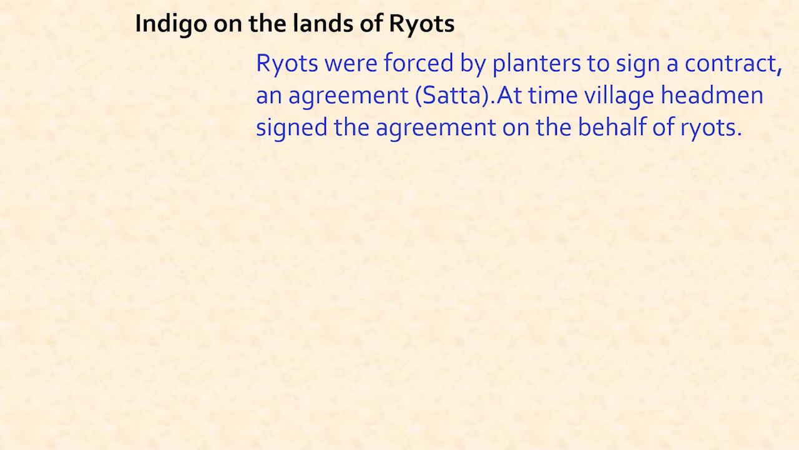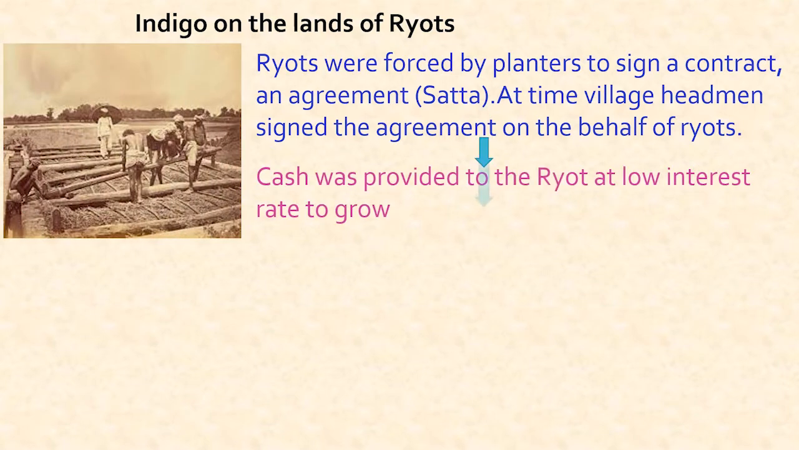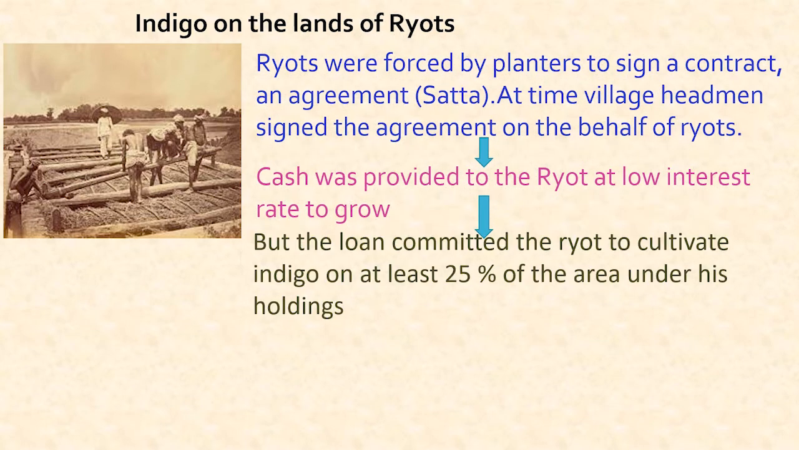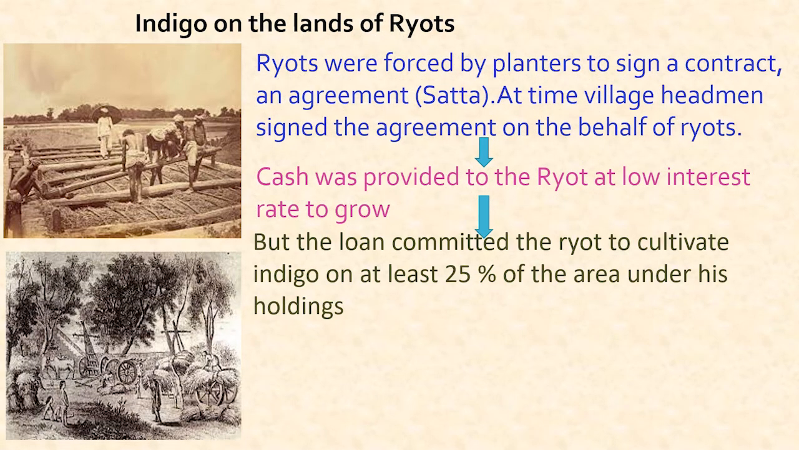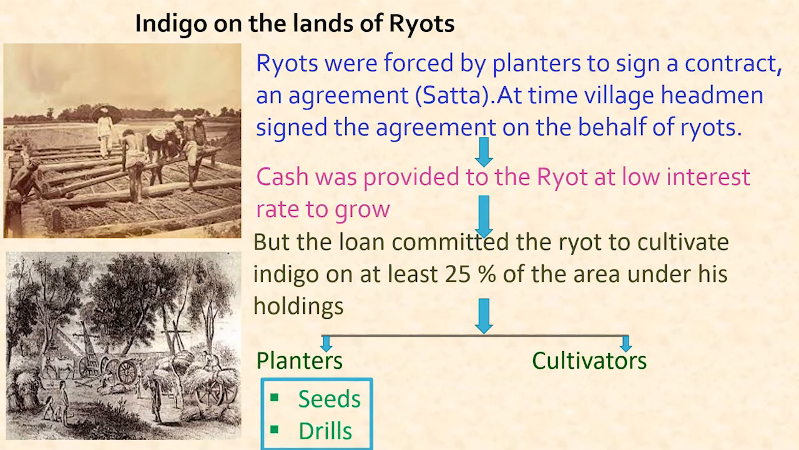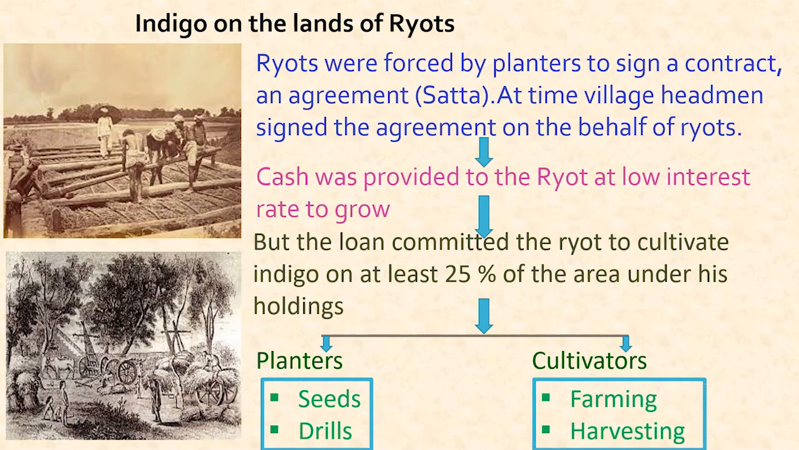Indigo on the lands of ryots. Ryots were forced by the planters to sign a contract, which was also called satta. At times, village headmen signed the agreement on behalf of the ryots. Cash was provided to the ryots at a low interest rate to grow indigo, but the loan committed the ryot to cultivate indigo on at least 25% of the most fertile land of the area under his holding. So there were two things. First, the seed and drills were given by the planters, and farming and harvesting was done by the cultivators. So there were ryot planters and ryot cultivators.